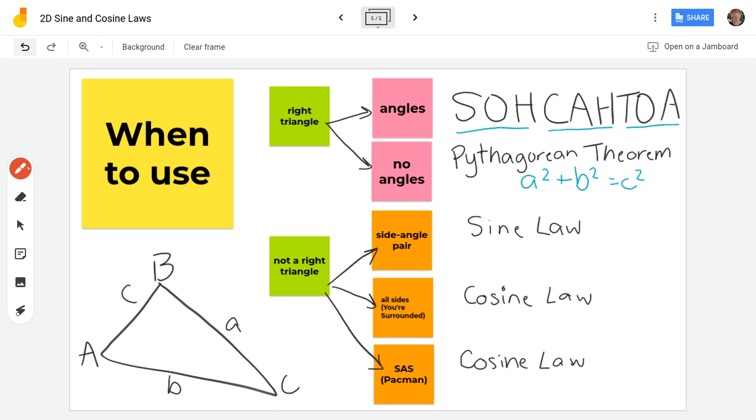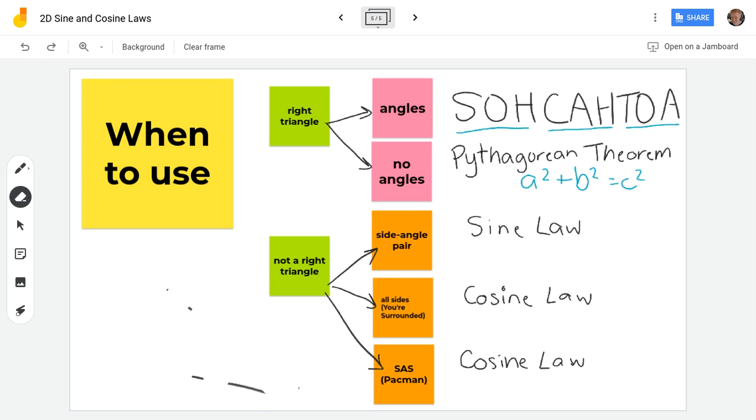So all that leaves is basically two cases where you want to use cosine law because you have no other choice. One of them is if you are, I'm going to erase this and show you again.